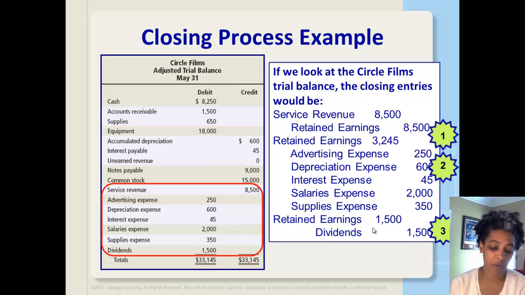So here we show that we've got 3 journal entries that we need to use to complete this. First, we have to decrease the revenue account to a zero balance. That's the service revenue of $8,500, and it's debited. The revenue account is debited, and the retained earnings account is credited. Our second entry is that we decrease the expense accounts to zero balances. So the expense accounts are credited, and the retained earnings account is debited. And then finally, we eliminate the dividends account by debiting retained earnings and crediting dividends.